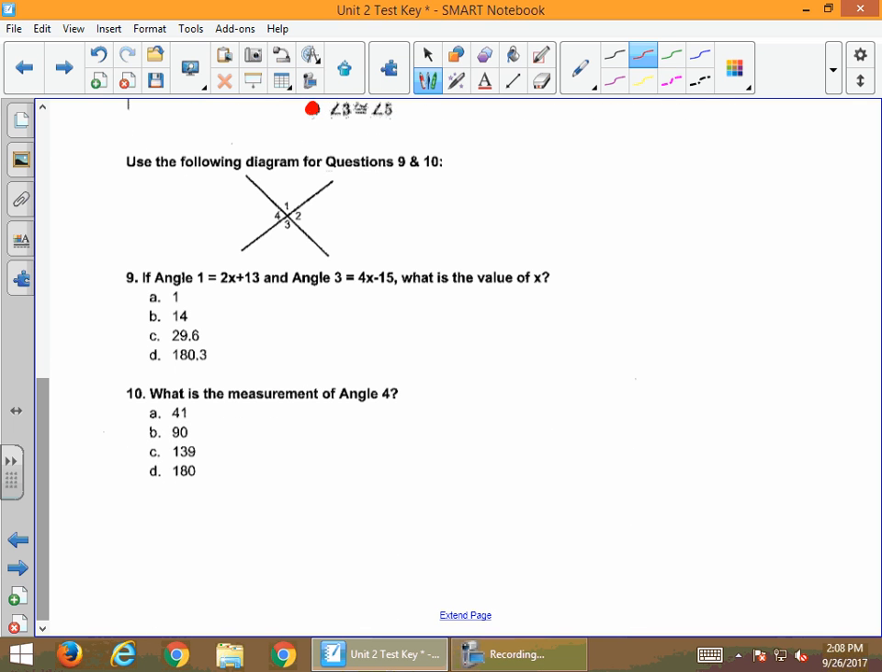And then the last two, questions 9 and 10, using the same picture, and we're going to do two different things. In the first one, we're talking about angles 1 and 3, vertical angles, and I know that vertical angles are congruent. So I will take angle 1, 2x plus 13, and angle 3, which is 4x minus 15, and set them equal to one another. Doing your math, add 15 to both sides: 2x plus 28 equals 4x. Subtract 2x on both sides: 28 equals 2x. Divide by 2, and 14 is x.